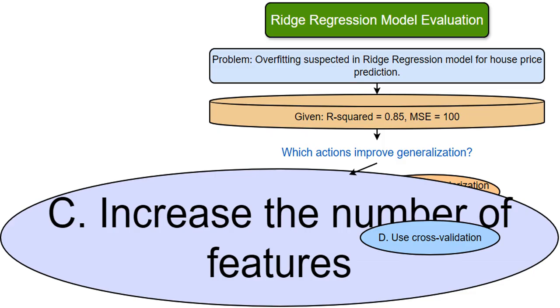Adding more features might increase complexity and cause overfitting. Think of it like trying to solve a simple puzzle with too many pieces. It can make it harder, not easier.